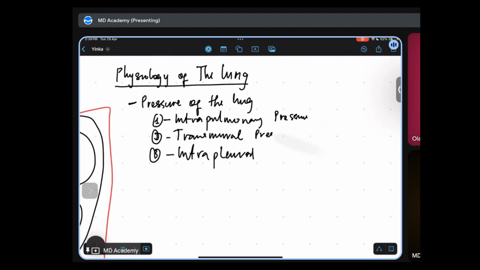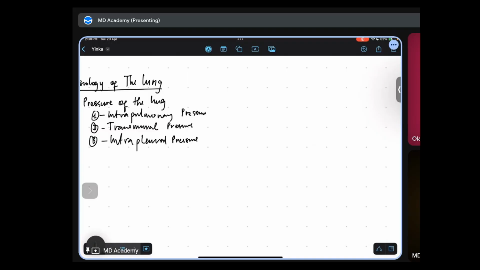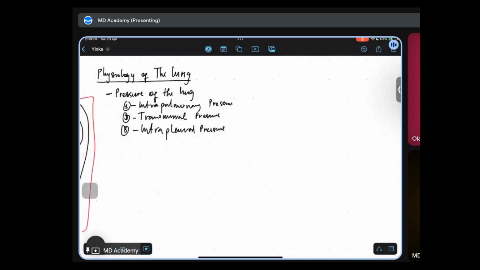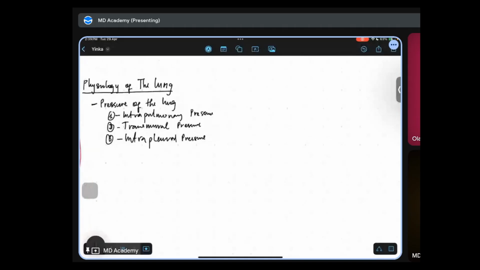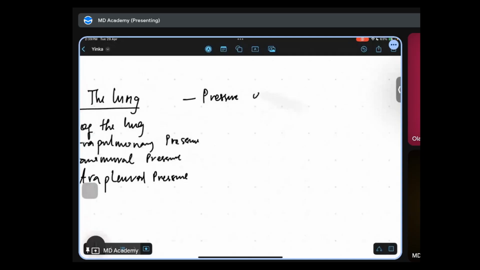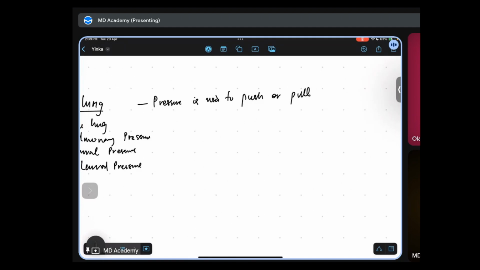If you have any confusion, please feel free to interrupt and ask me to clarify. Understood? All of these pressures for you that bring in the air. So pressure can be used to push. Understood? Pressure could be used to push or pull. Interesting. Now, what does that mean?